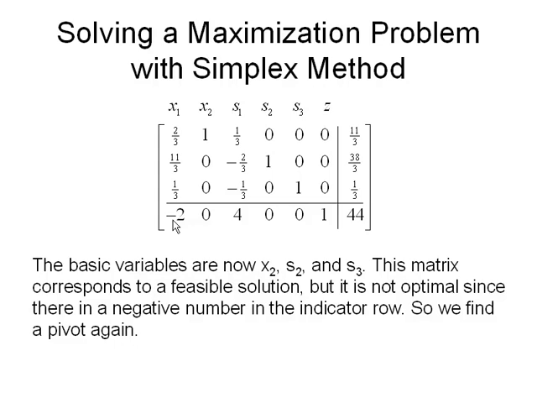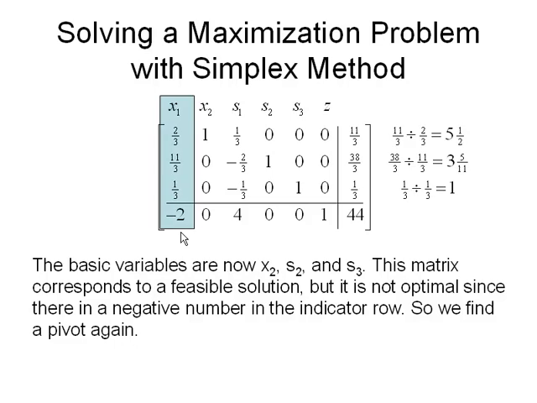We're going to continue this process of putting in a pivot, getting ones and zeros until we no longer get a negative number in our indicator row. So now we have to find the pivot again. I take the most negative number, there's only one there now. I go ahead and form the ratio between the last column and the pivot column.